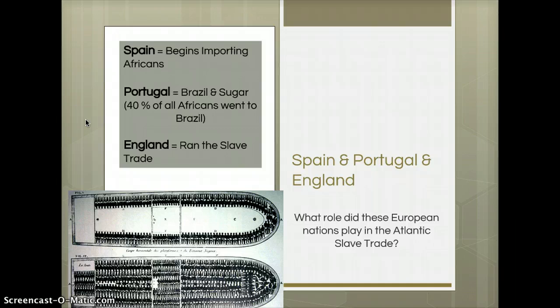So Spain is the country that begins importing Africans to the Americas. Soon, with the establishment of Brazil and a lot of the sugar plantations, Portugal then starts to participate. And notice, 40% of all Africans at this time went to Brazil alone. And the English then made money off the business of the slave trade.